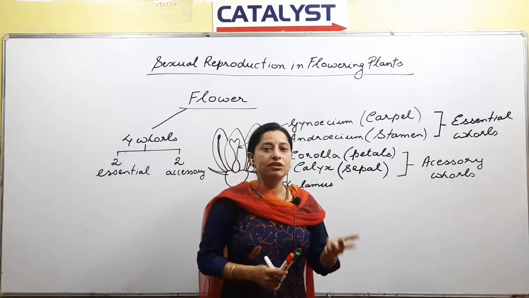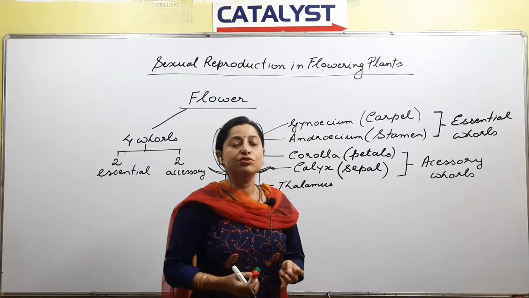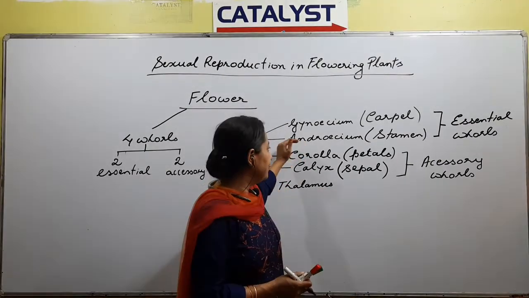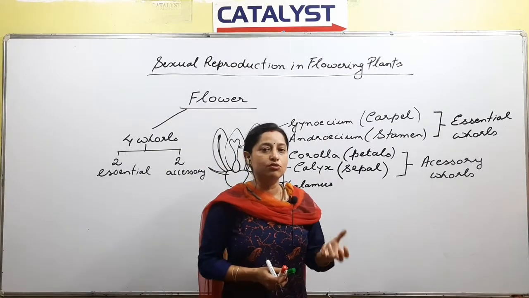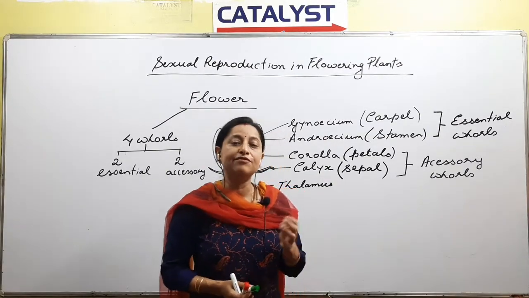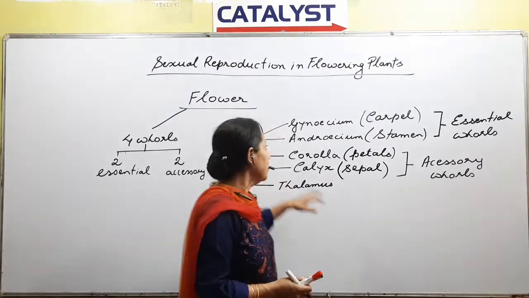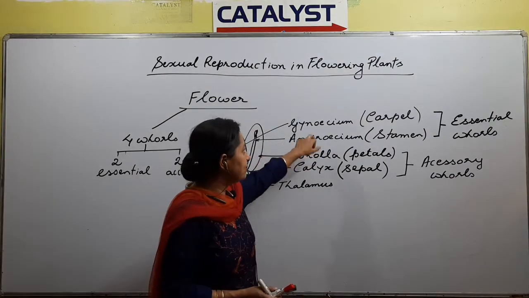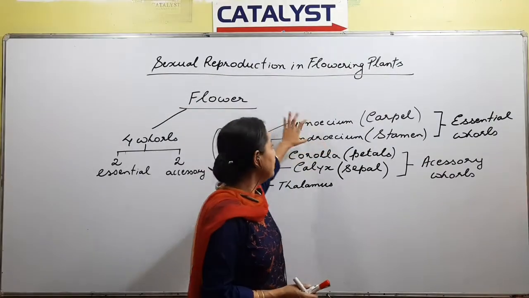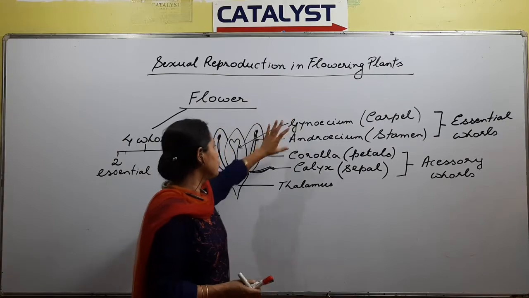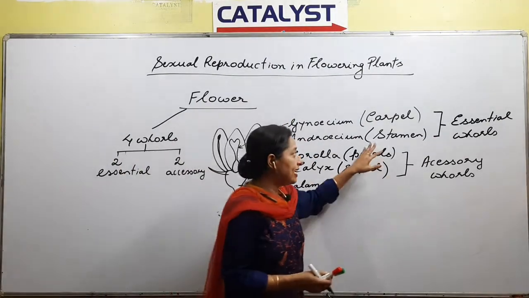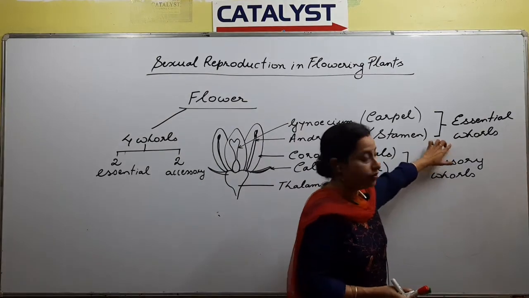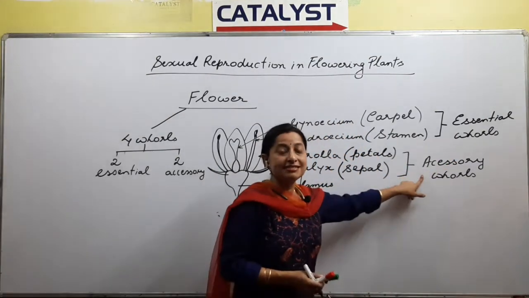Because we know what is the main function of a flower, obviously to reproduce, right? So for reproduction purpose, which part of the flower is most important? It is always the male part and the female part of the flower that is more important. So we have the male part, that is the androecium, and the female part, that is the gynoecium. They are the most important parts of this flower as far as reproduction is concerned, and so they are considered as essential whorls. Next we have something called accessory whorls.